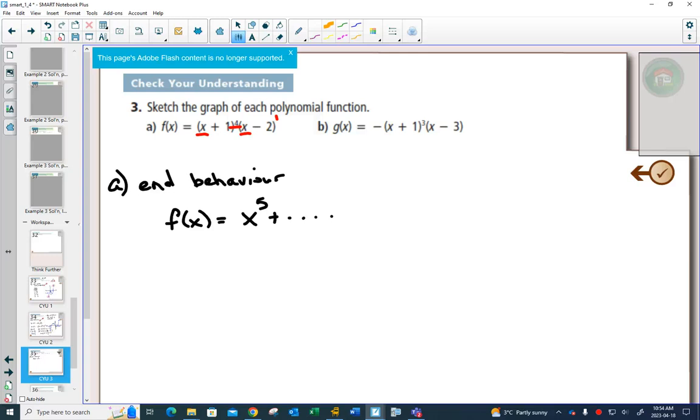An x to the 5 graph is odd, so it's going to act like a line with a positive slope. Because of the x to the 5 here, you also have to tell that it's going to have a positive in front of it, a positive 1. So that's our end behavior.